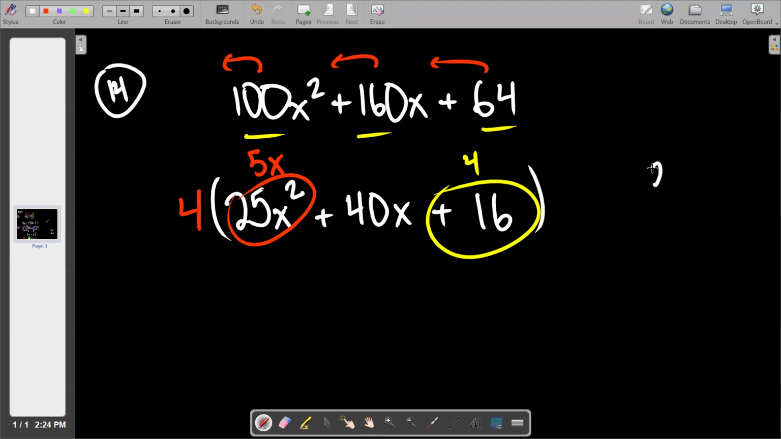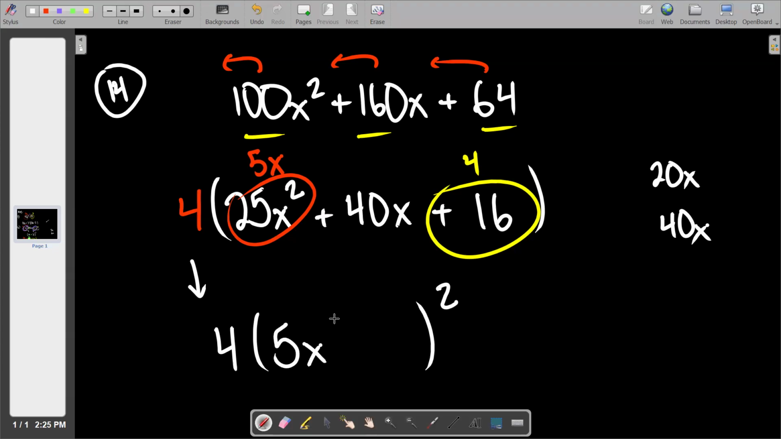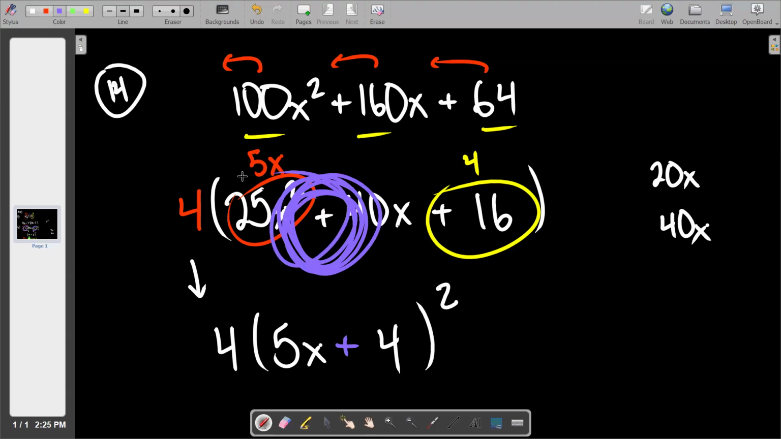Ready? What's yellow times red? 20x. Double that. What do you get? Is 40x in the middle? Then it's a cheese. You can cheese it. You don't have to do any math at this point. You're like a robot. Bring down the GCF, bring down one bracket, stick a square on it. What drops into the first slot? 5x, red guy. What drops into the second slot? 4, the yellow guy. And what sign goes in the middle? Plus. And we know it's a plus because the one in the middle of the original problem was a plus.